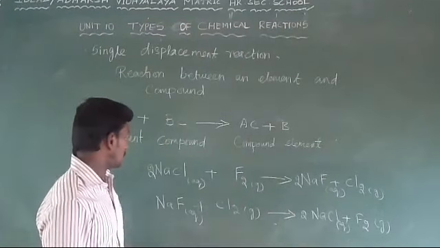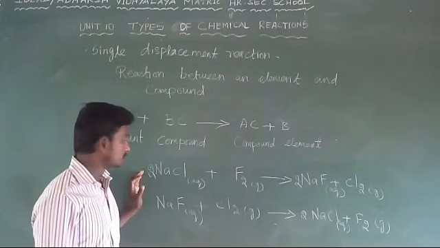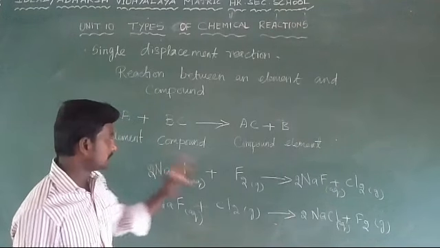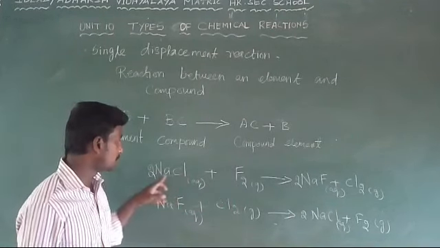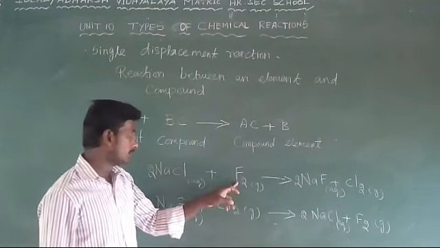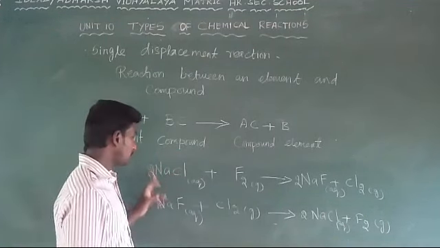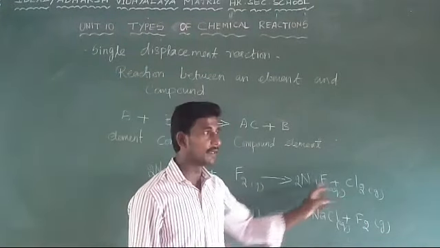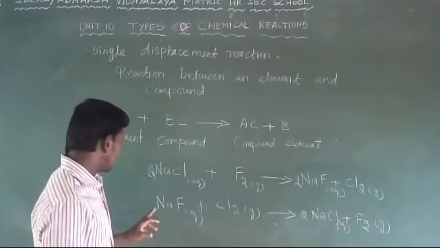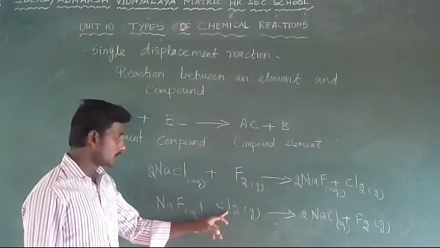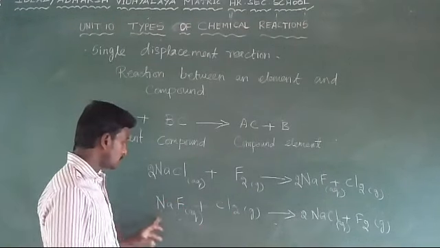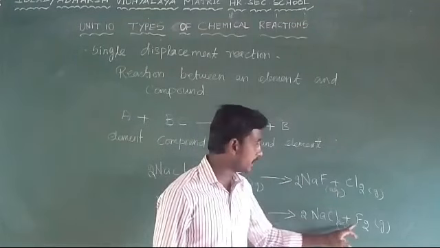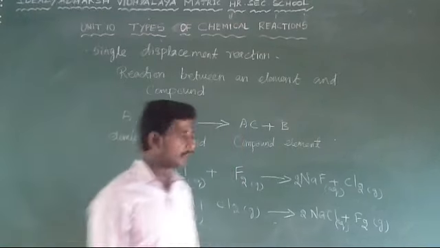From these reactions, in the first reaction, fluorine displaces chlorine from sodium chloride to form sodium fluoride and chlorine. In the second equation, chlorine displaces fluorine from sodium fluoride to form sodium chloride and fluorine.